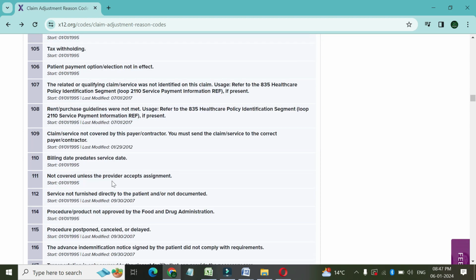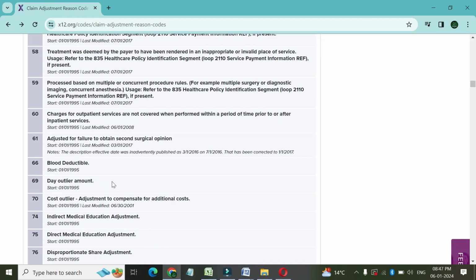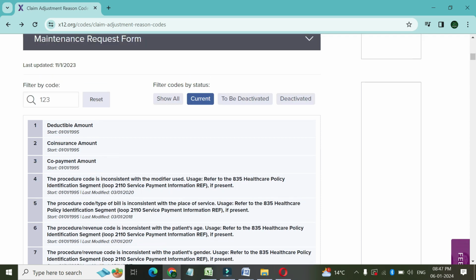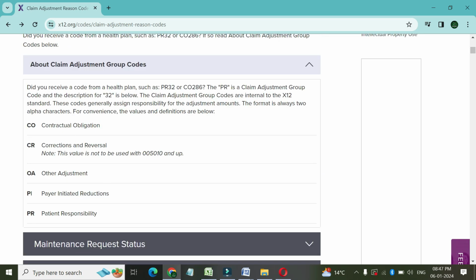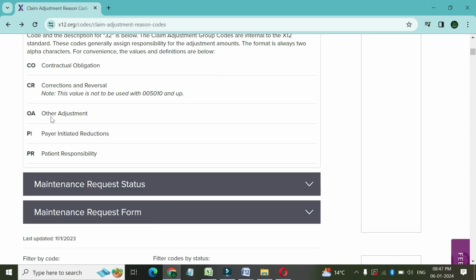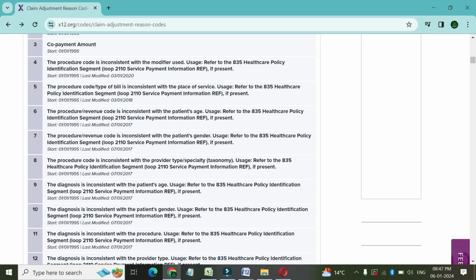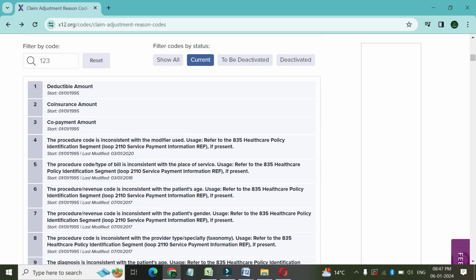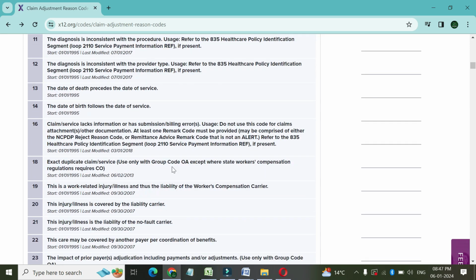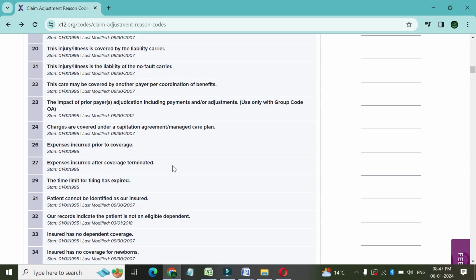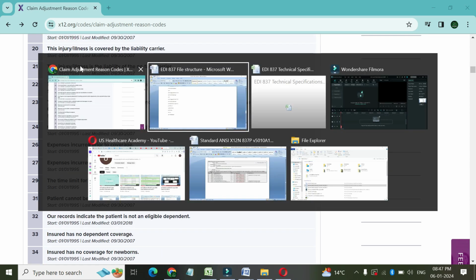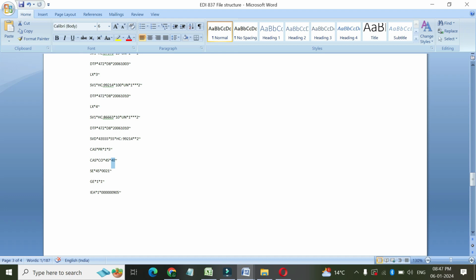So a lot of codes, guys. There's one for capitation as well. Basically, you just have to understand the meaning of the group codes, and I think it's pretty clear. If you understand this, whatever the reason code is, you can find it here. There are a lot of them, but I've taken you through very popular ones, which are 1, 2, 3, 45, 96, 97. All right, so that's about the claim payment information.